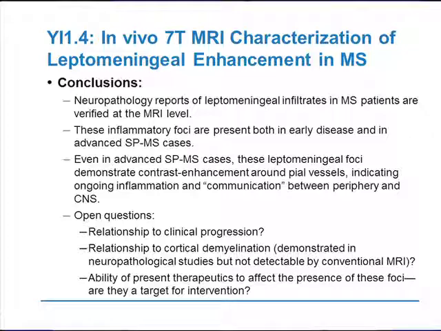Well, first of all, is there any relationship between these foci and clinical progression? That's obviously most important. Secondly, is there any relationship that can be demonstrated between these foci of inflammation in the leptomeninges and the underlying cortex? In autopsy specimens, they are very commonly related to areas of cortical demyelination. This was not detected in the 7T MRI study, and so far it isn't reliably detectable by conventional MRI. That's a problem that really does need to be solved.